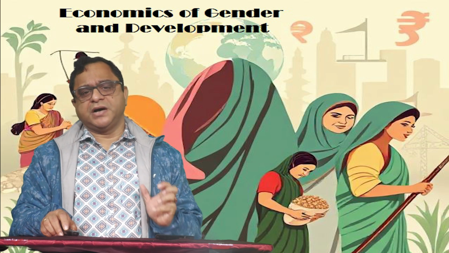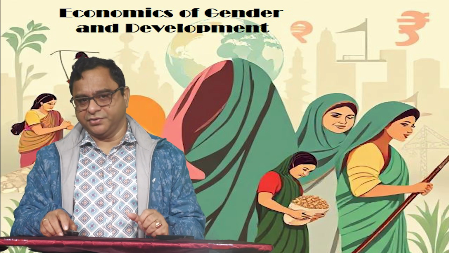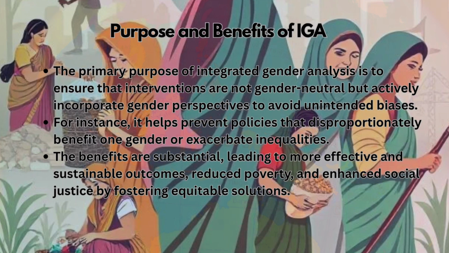Now, let us look at the purpose and benefits of IGA. The primary purpose of IGA is to ensure that interventions are not gender neutral but actively incorporate gender perspectives to avoid unintended biases. For instance, it helps prevent policies that disproportionately benefit one gender or exacerbate inequalities. The benefits are substantial, leading to more effective and sustainable outcomes, reduced poverty, and enhanced social justice by fostering equitable solutions.